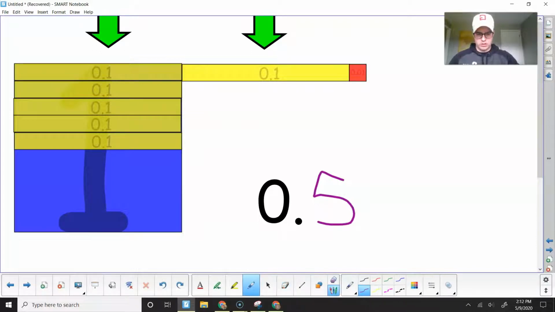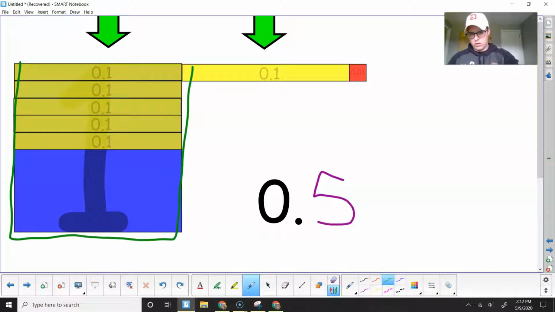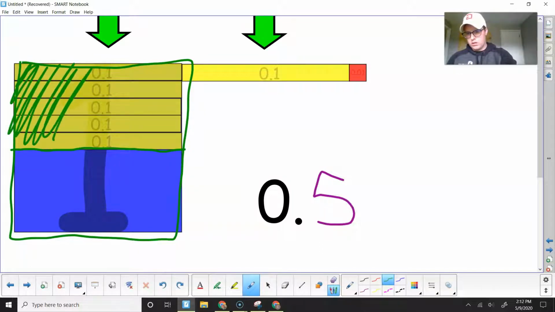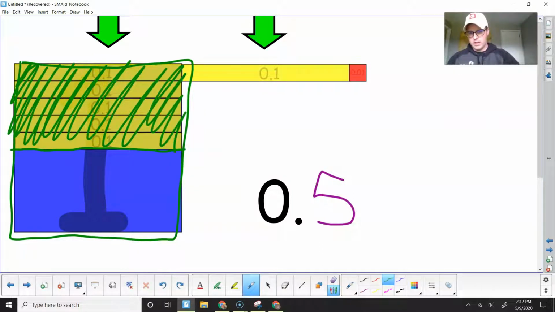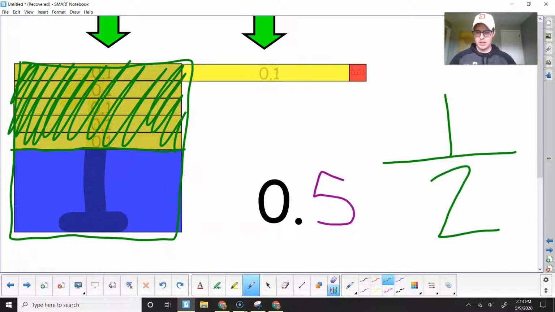Look at this right here. How much of it is filled in? How much have I covered here? Did you see that, everybody? 0.5 is the same thing as 1/2. Do you see it? Half is shaded in. So whenever people are talking about 0.5, they're talking about half of a whole.